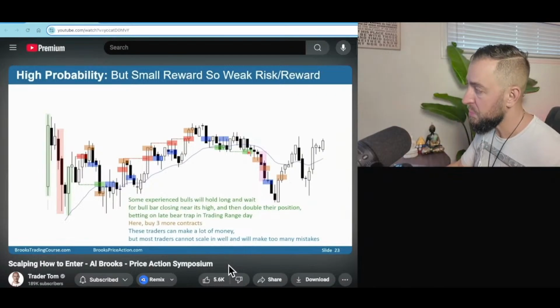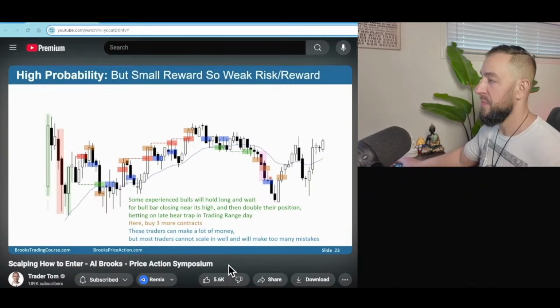For example, you buy here, you buy here, you buy here. You might exit here, but an experienced trader might double his position as soon as he sees the bull bar closing near its high. If he bought one contract and then a second and then a third, an experienced scalper might double that and trade 6. So he was trading one contract all day long, sometimes 2. Now he's trading 6. And that is the problem with limit order scalping.